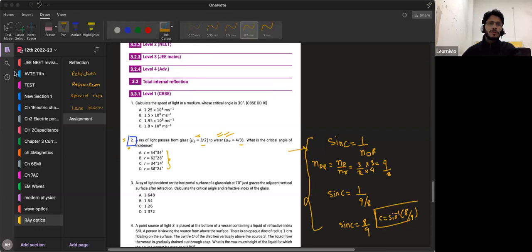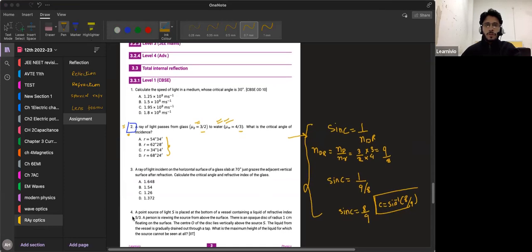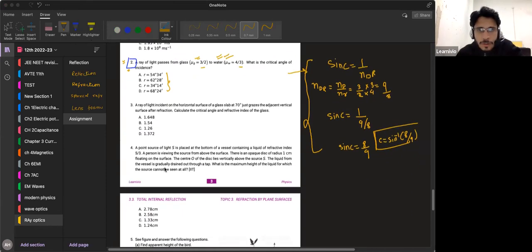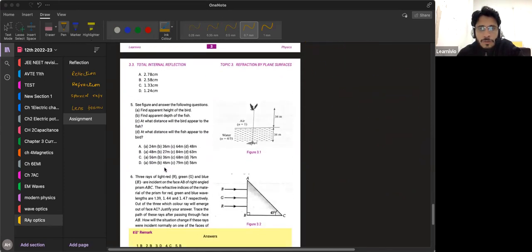This is a very, very easy question. Can you share this worksheet in the group? Yes, I'm sharing the worksheet. The type of question that you usually get from TIR is not that simple. The questions you get from TIR are the ones which have two refractions, one TIR and one refraction.